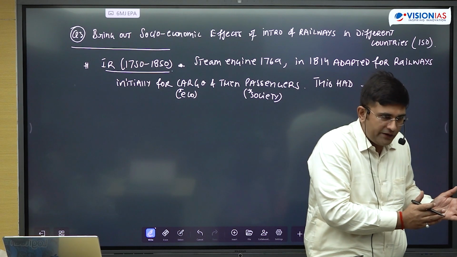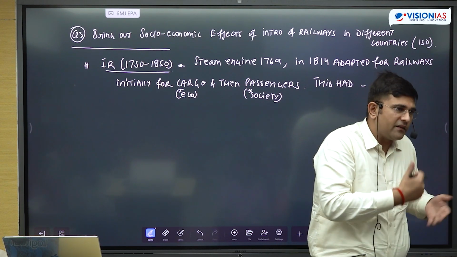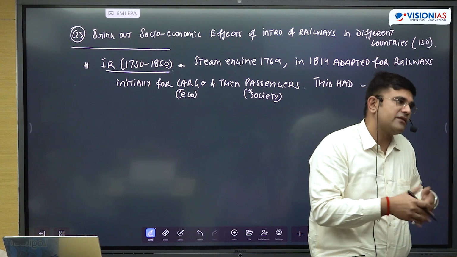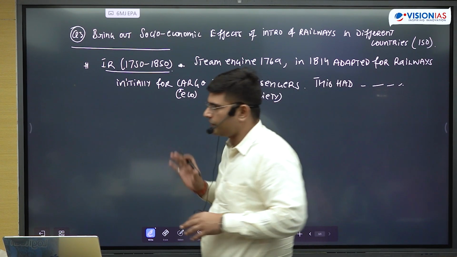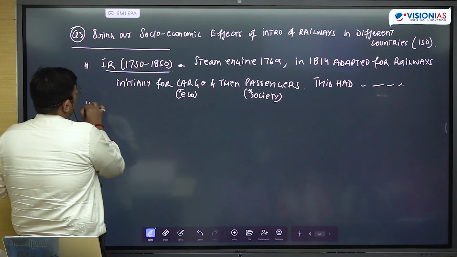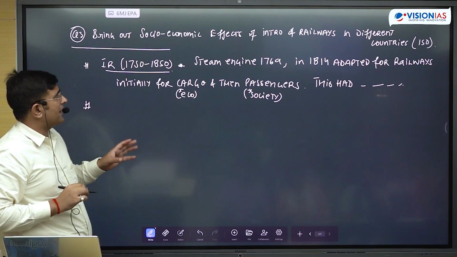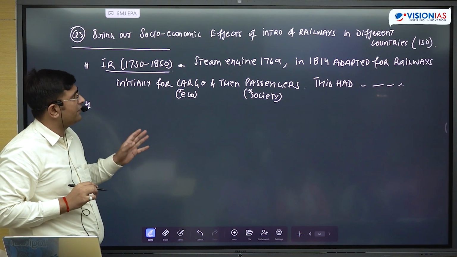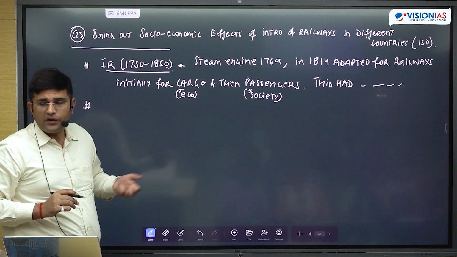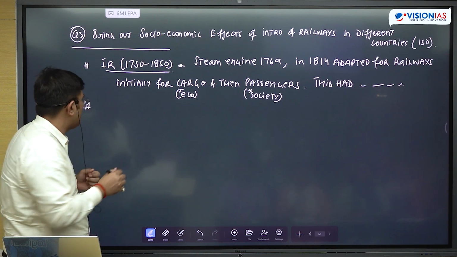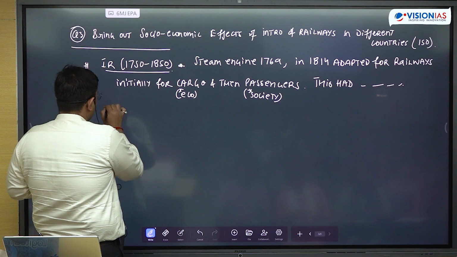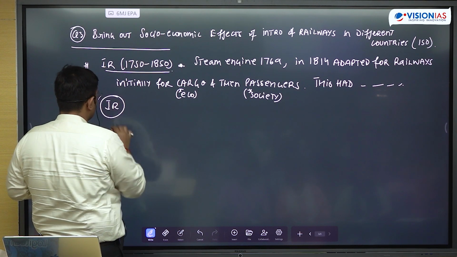Railways was an important part of it, right? And this resulted in huge socio-economic impacts. There can be n number of introductions, anyways, right? So if you talk about the socio-economic impact of the introduction of railways in different countries, you begin with one broad thing, that the industrial revolution resulted in what all things.